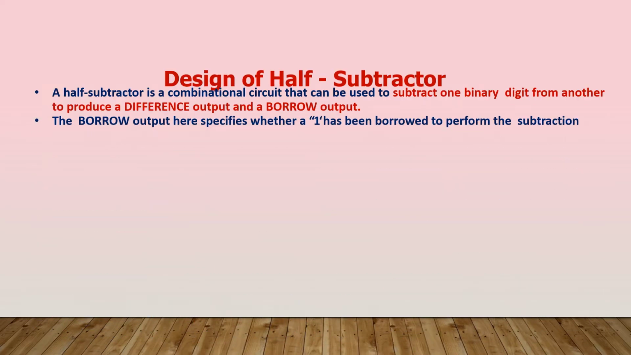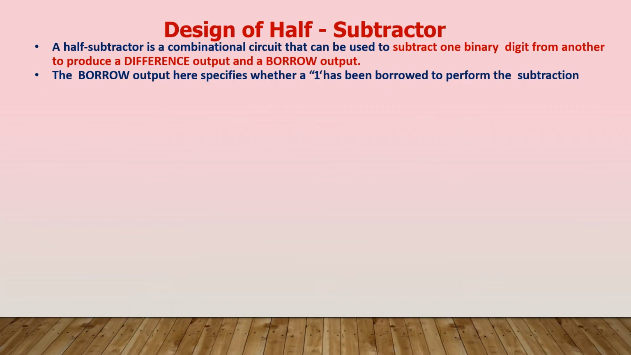Now we are going to design the half-subtractor. A half-subtractor is a combinational circuit that can be used to subtract one binary digit from another. It gives two outputs, one is the difference, the other is the borrow output. The borrow output specifies whether a one has been borrowed to perform the subtraction.